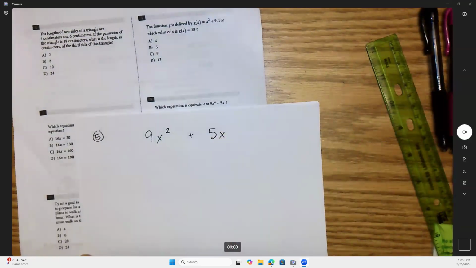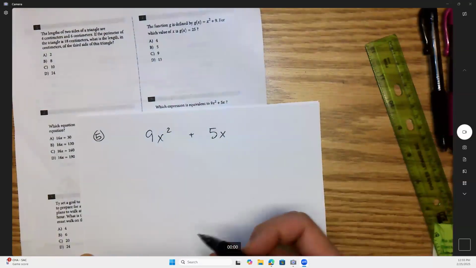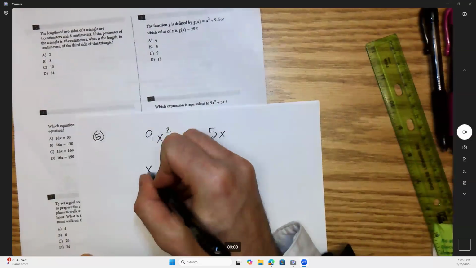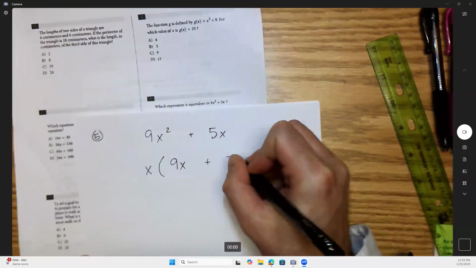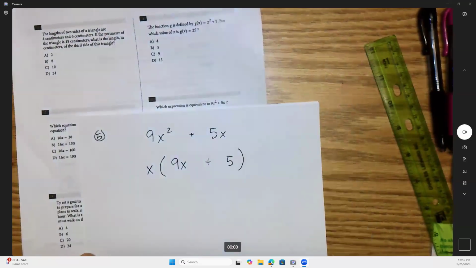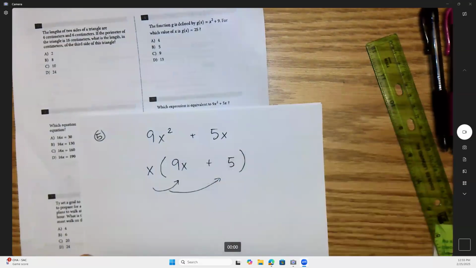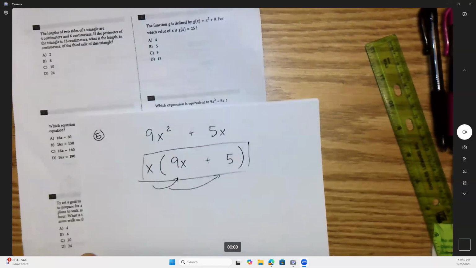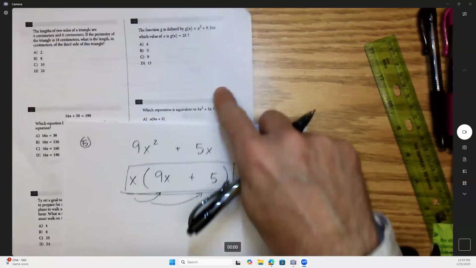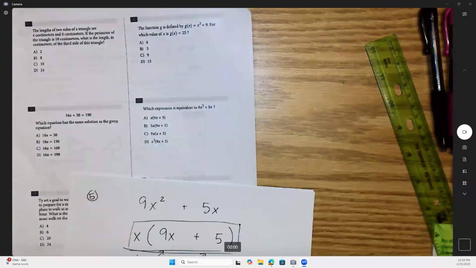So what's common to both terms that you can factor out? X, and only an X, because nothing else can be factored out. So I pull an X out, I got a 9X left over from that term, and I just got a 5 left over from that term. Now, if you want to check your work, you can go backwards by distributing, and that leads you back to the original statement. So this should be the answer right here. That looks like A. Yeah, number 5 is A. You guys got number 5 is A?